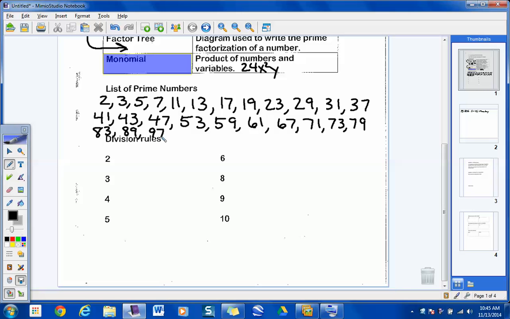Okay, so those would be the list of primes up to at least 100. Pretty sure I have them all correct up there.